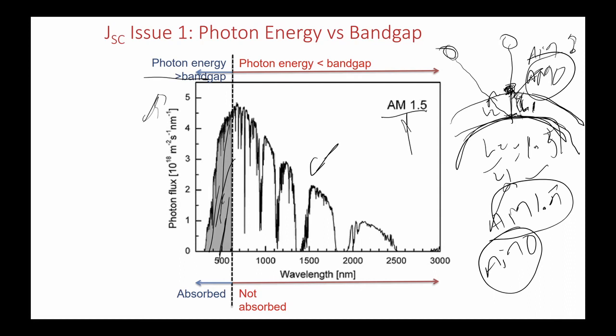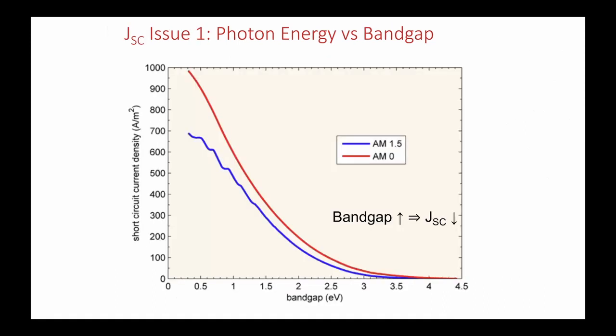From this spectrum, there are also these peaks which are absorbed because of the different gases in the atmosphere. And if we are reducing the absorption of light, then the efficiency will also be reduced. But this we do not want. So if the band gap is increased, then JSC is decreased.